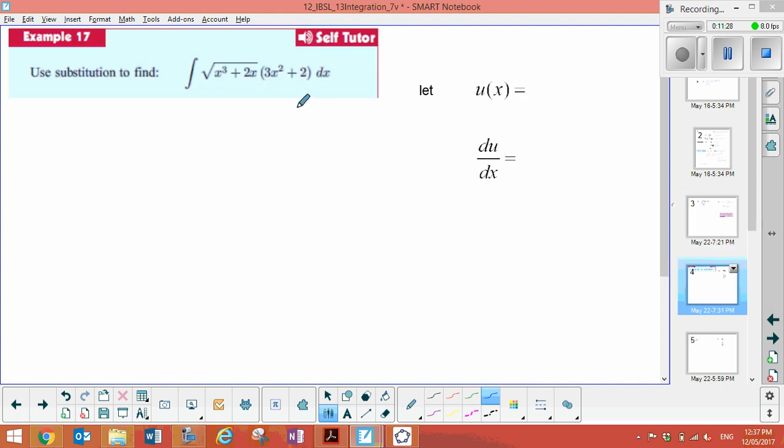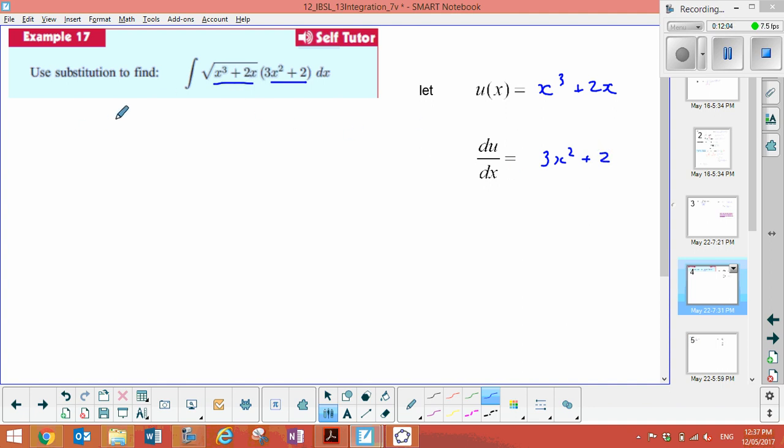This one here, again, have a look and go, right, two things being multiplied together. You've got this inside a square root, and this. Is one of these a derivative of the other? Yes, because x cubed plus 2x differentiates to give 3x squared plus 2. So our u function is x cubed plus 2x. Our derivative function will be 3x squared plus 2. So we'll be able to substitute in.